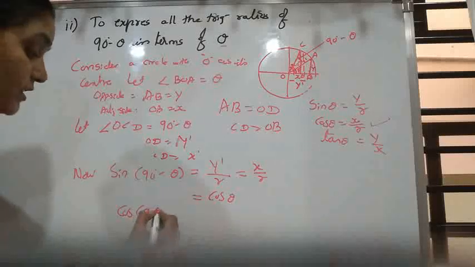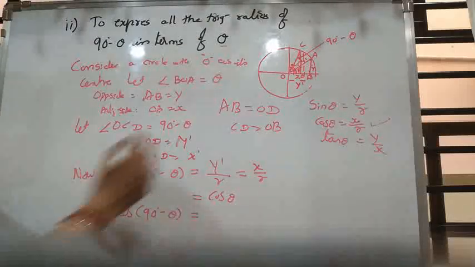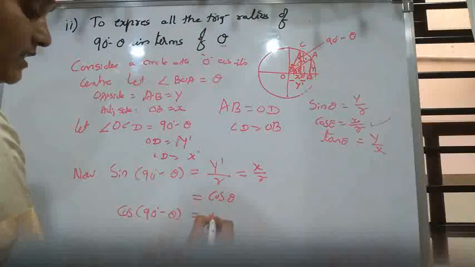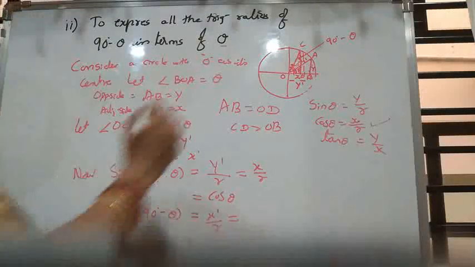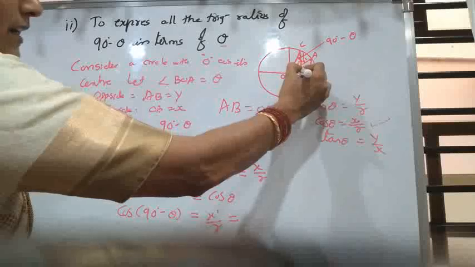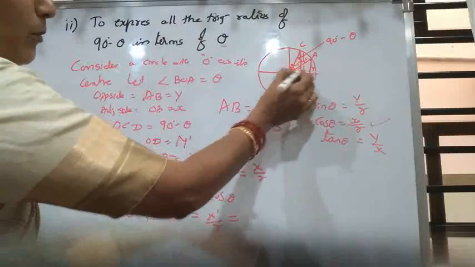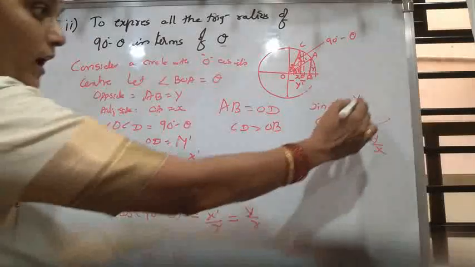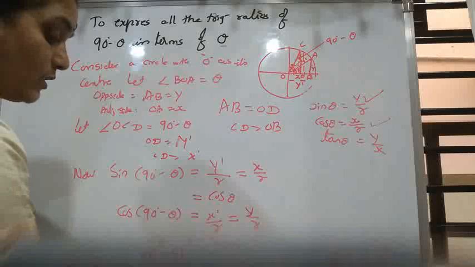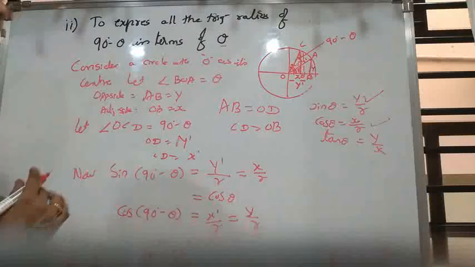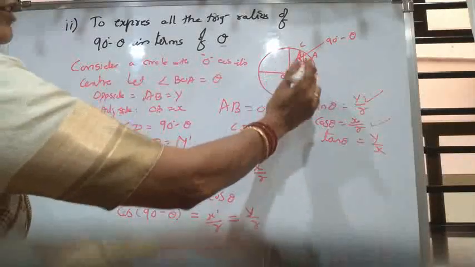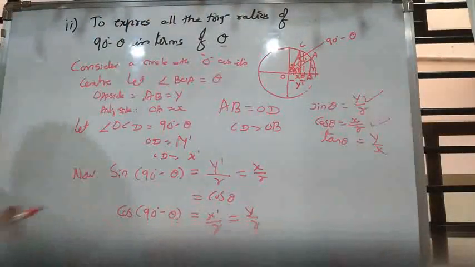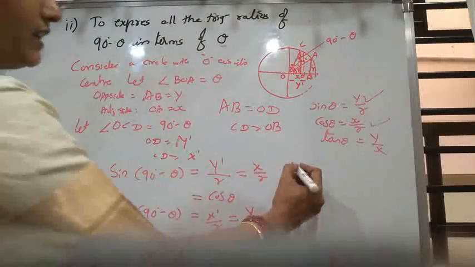Now, cos of 90 degree minus theta. The side adjacent to this one, I will call it x dash, upon r. You know, the adjacent side for 90 minus theta will be equal in length to the opposite side for theta. It will be y by r. You know, y by r is the ratio for sine theta. So thus, cos of 90 degree minus theta is sine theta. Both are lying in the first quadrant, meaning y dash, x dash, r are all positive.